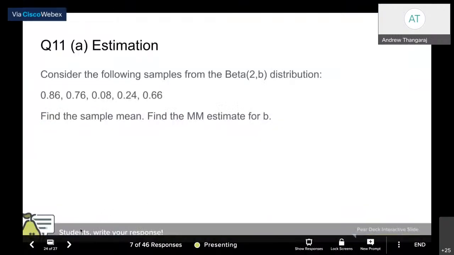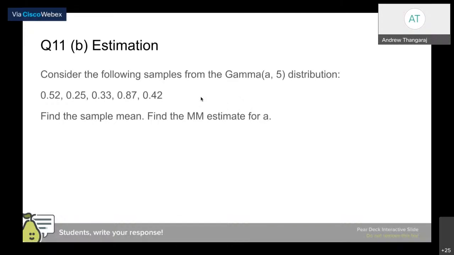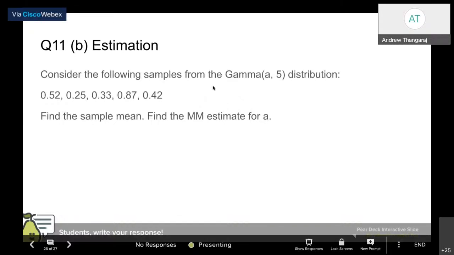Okay, so let's go to part B, which is a gamma distribution, Gamma(A, 5). Gamma again has two parameters. The mean of the gamma distribution is A by 5. And there are 5 sample values given. Find the sample mean, then find the method of moments estimate for A. It's clearly 5 times the sample mean in some sense. It's a quick answer.